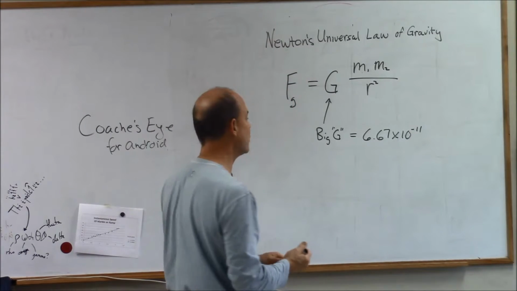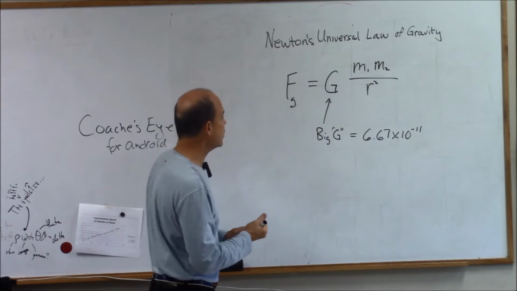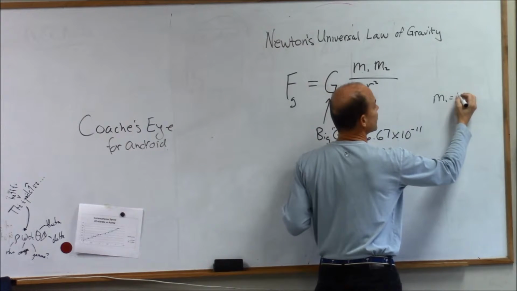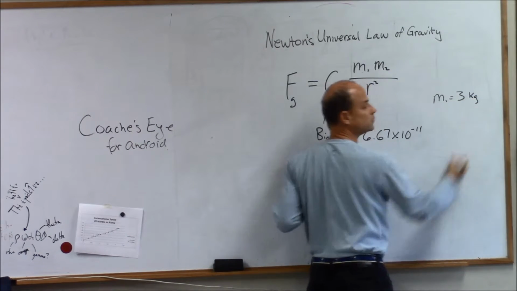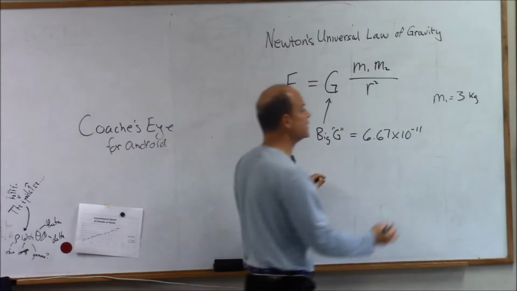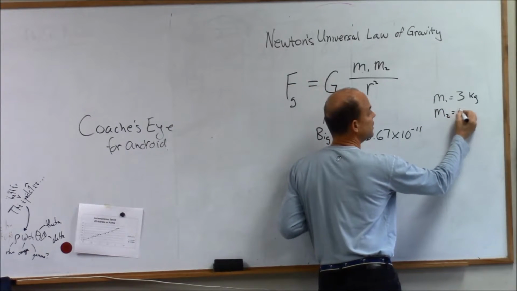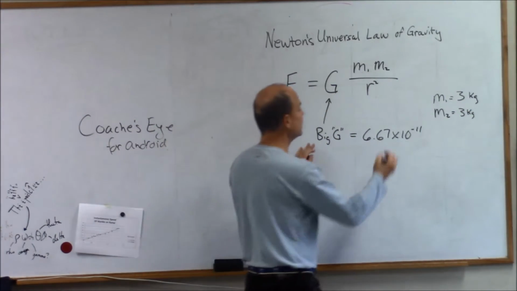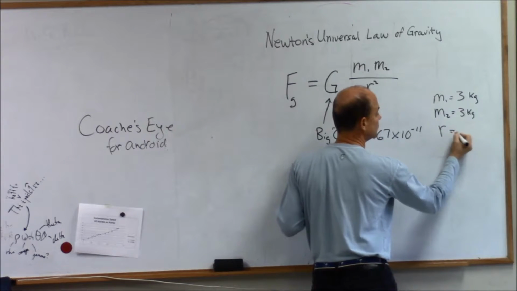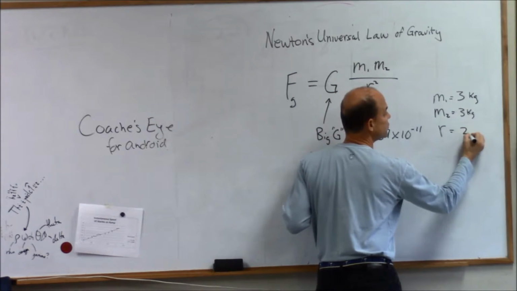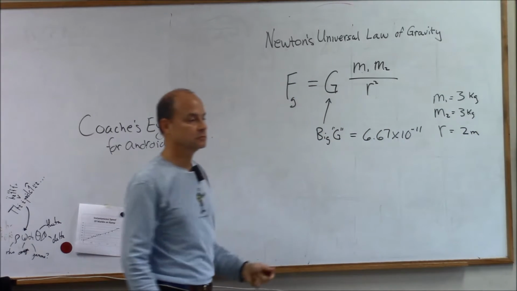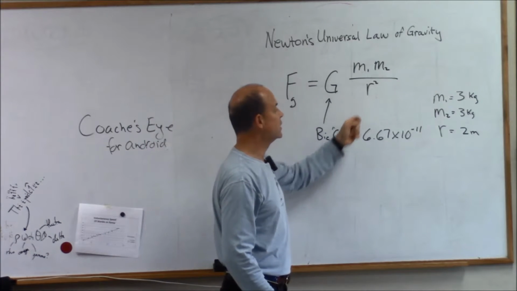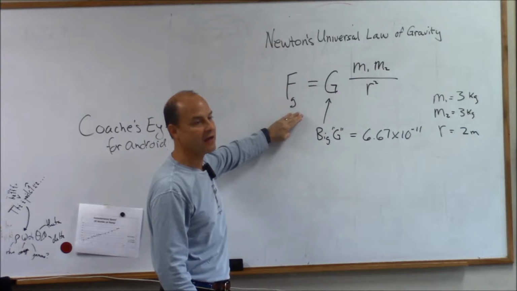So let's do a problem, and some of you still have your simulator up. I want you to go ahead and do that. Let's say that set the mass of the first object equal to 3 kilograms. And then set the mass of the second object equal to 3 kilograms. And then set the distance in between the two equal to 2 meters. And then what I want you to do is to calculate what the force of gravity is.